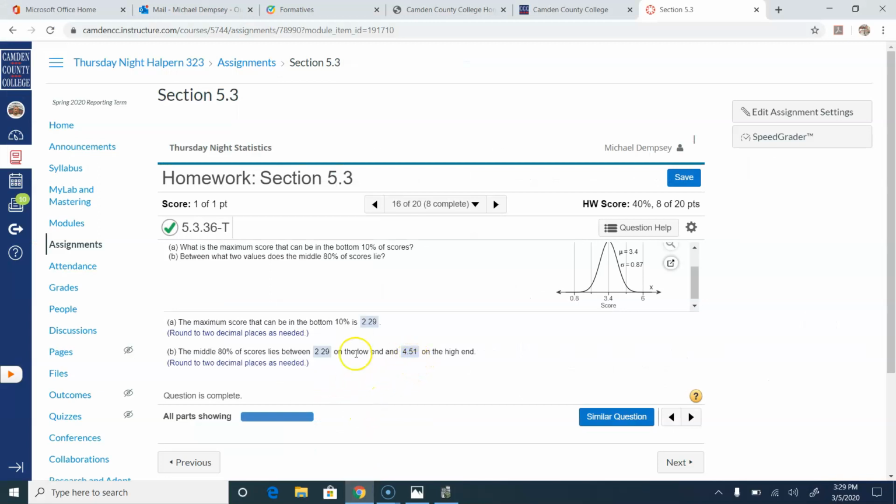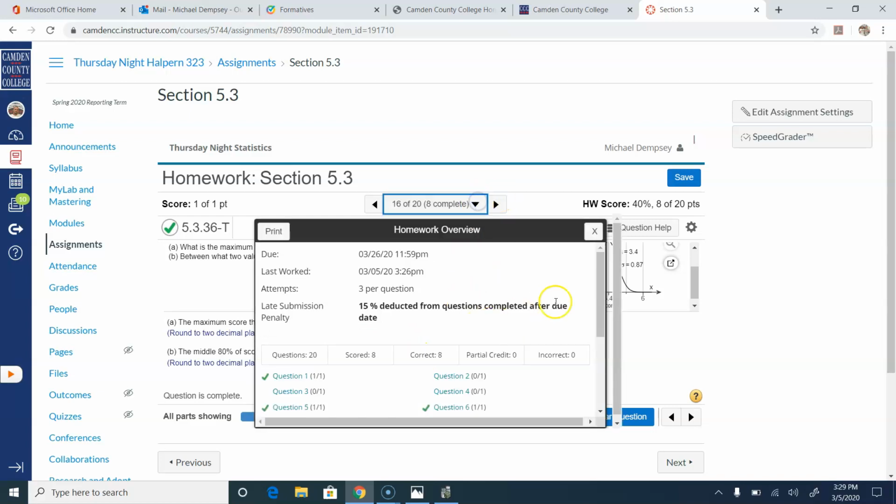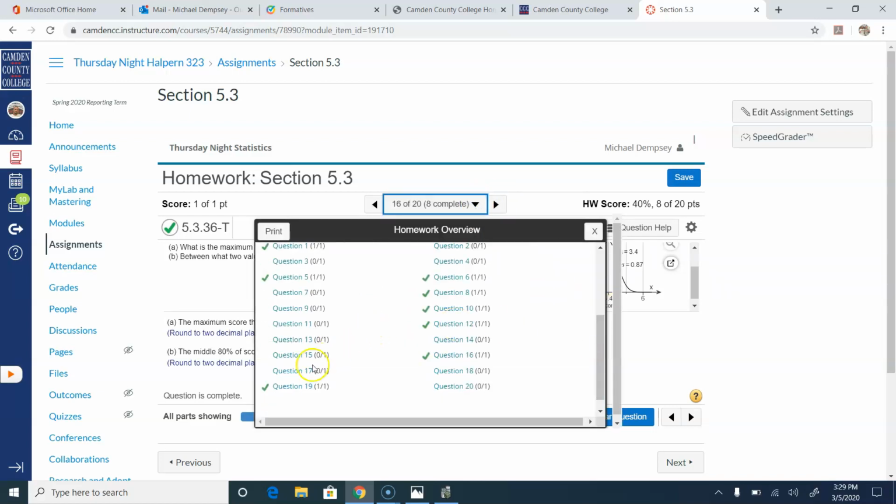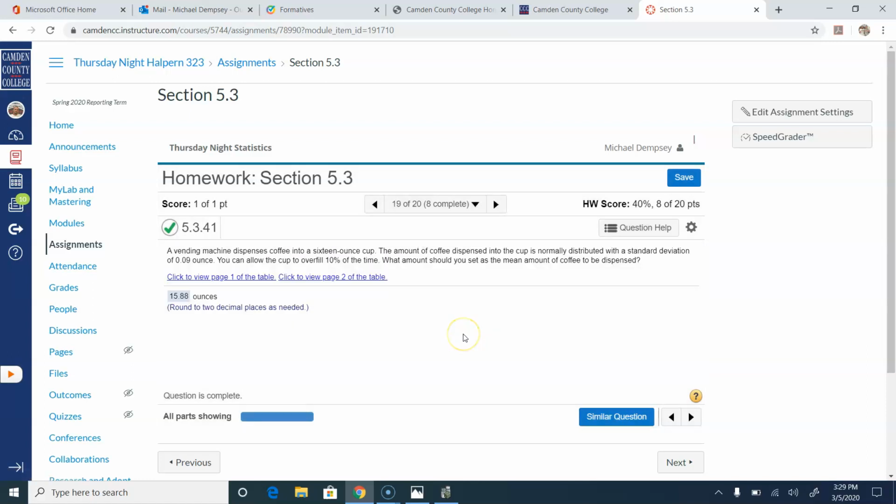And that's how I got that number. So the middle 80% is 2.29 to 4.51. Okay. And let's have a look at number 17. Let's see what 19 looks like.